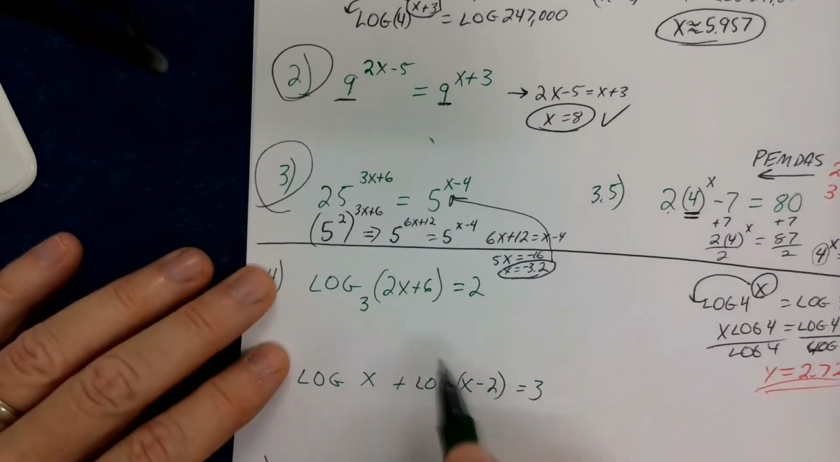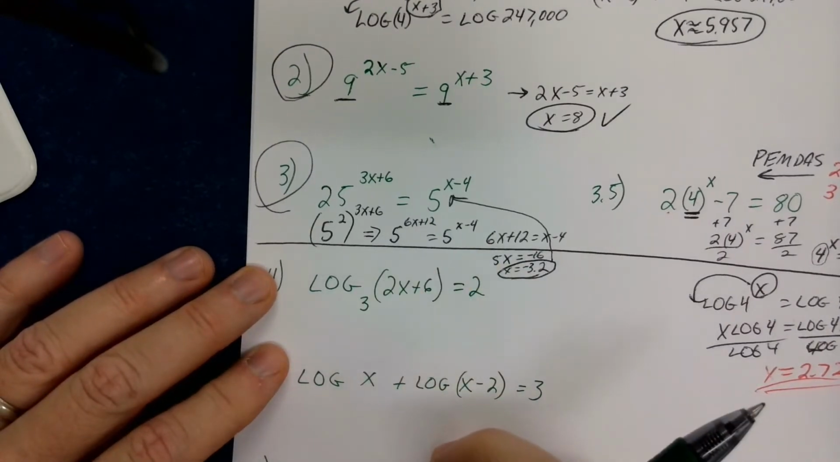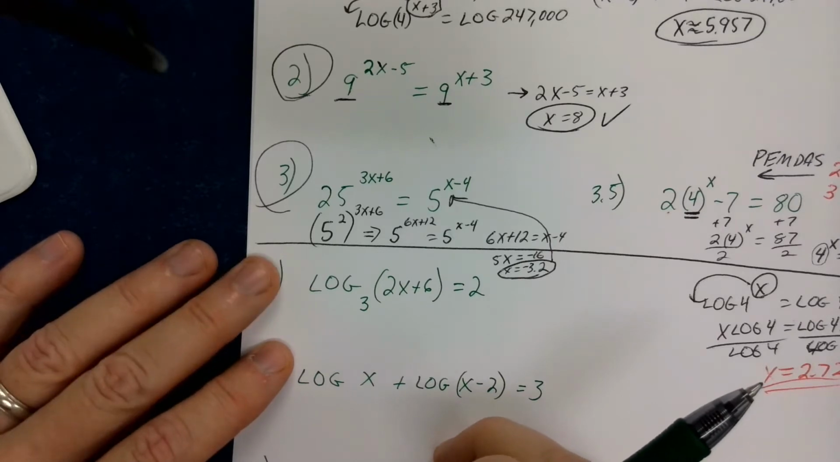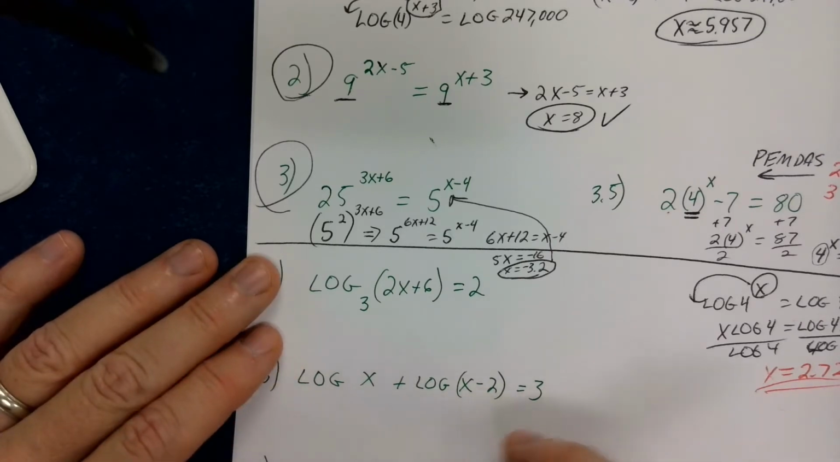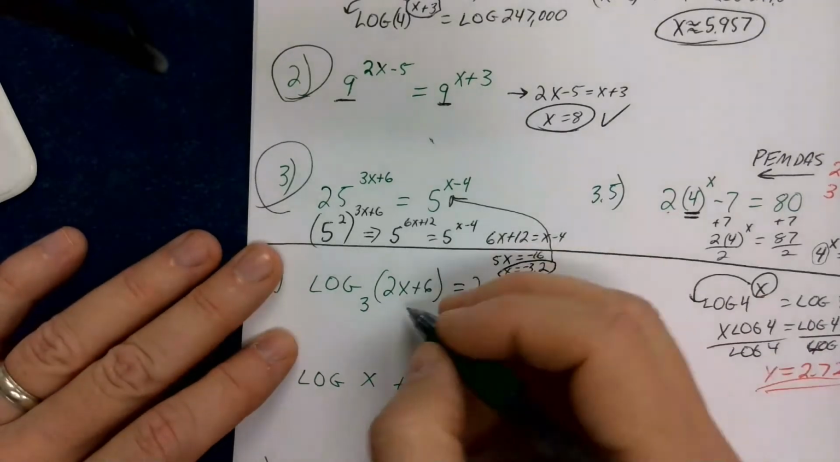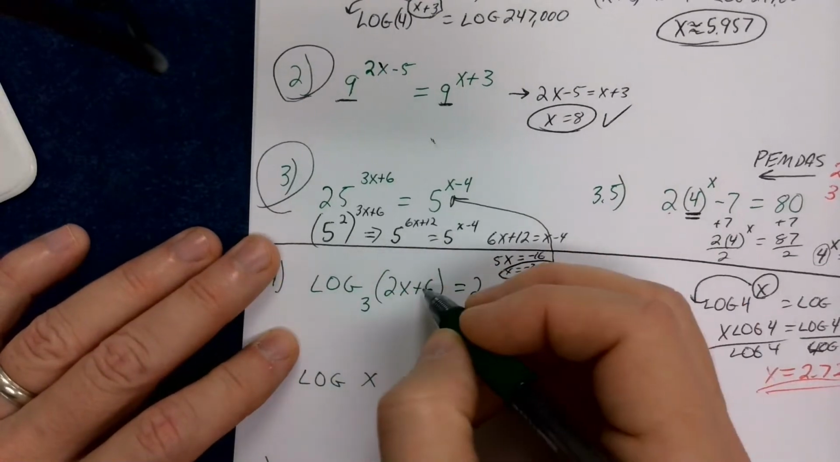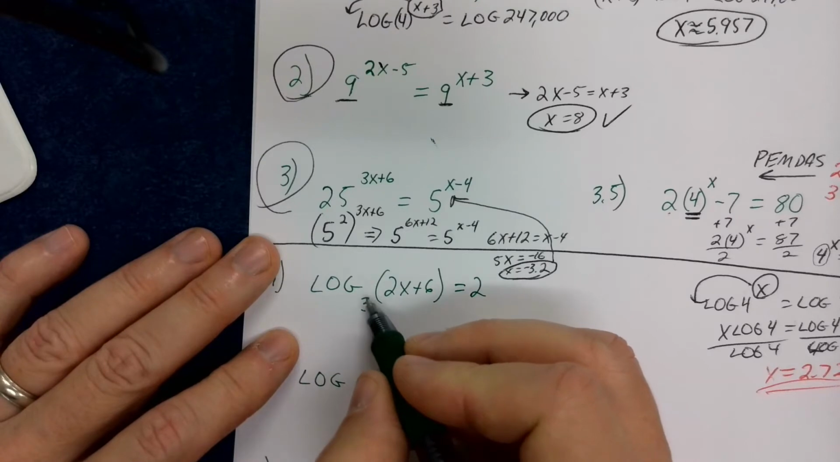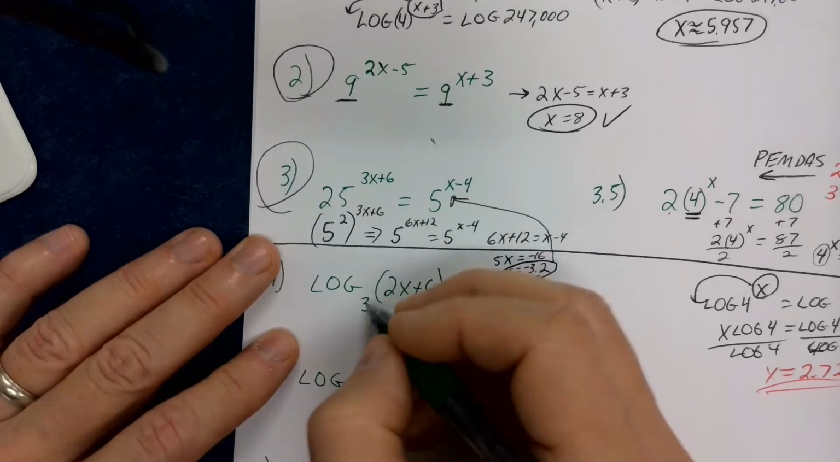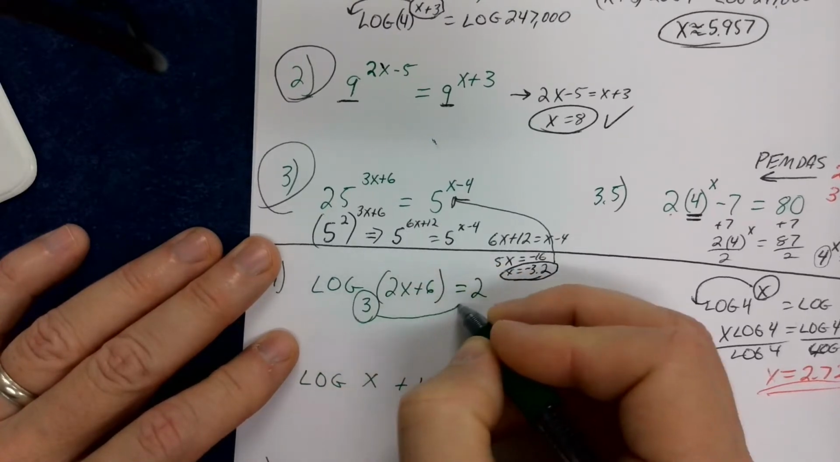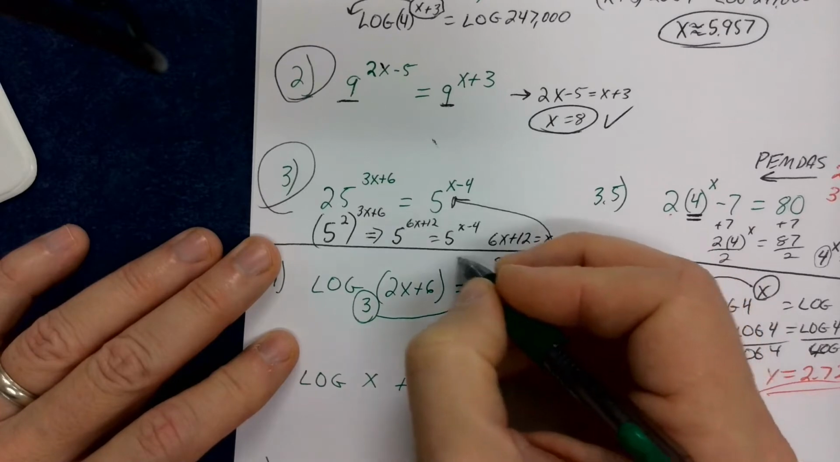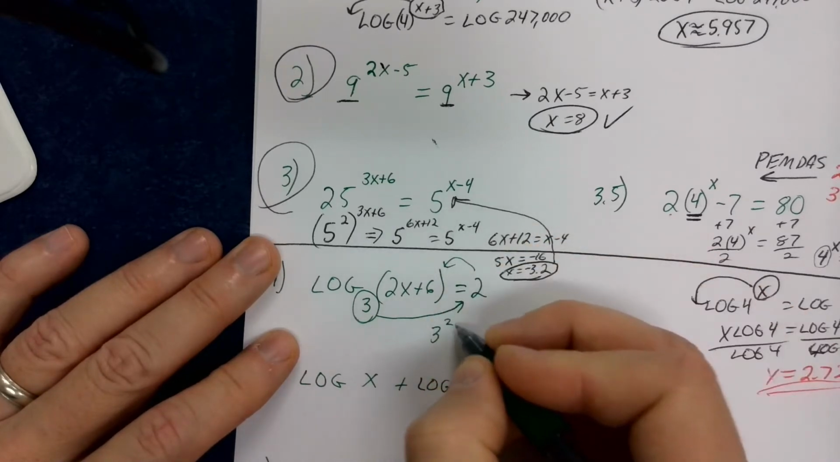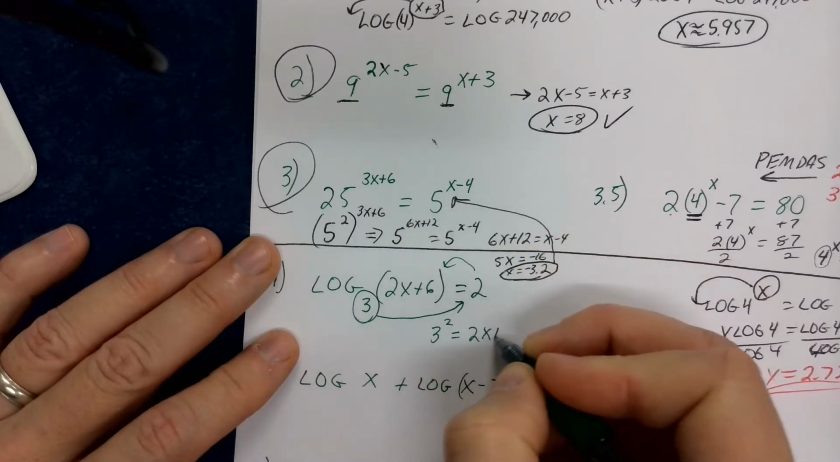We're going to use the switcheroo on the logs to write it as an exponential equation, or we're going to use properties of logs and see if it looks like that. So this says a log of this. I'm trying to find a value, so I'm going to change this by saying the base to the number over here equals that. So 3 squared equals 2x plus 6.